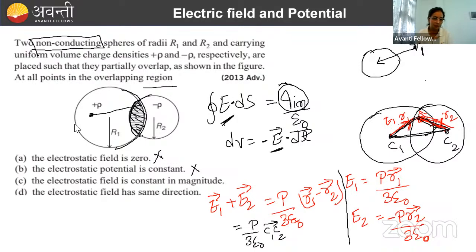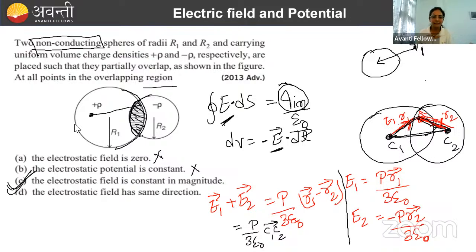So here rho by 3 epsilon naught is constant. C1C2 is also a constant. That is the distance between two centers, and that will remain constant. So C1C2 here is also a constant. So total electric field at any point, I have taken any random point P. If you move this point P inside the space of the overlapped region, you will at all times get a net electric field of rho by 3 epsilon naught C1C2. So definitely the electric field is constant in magnitude.